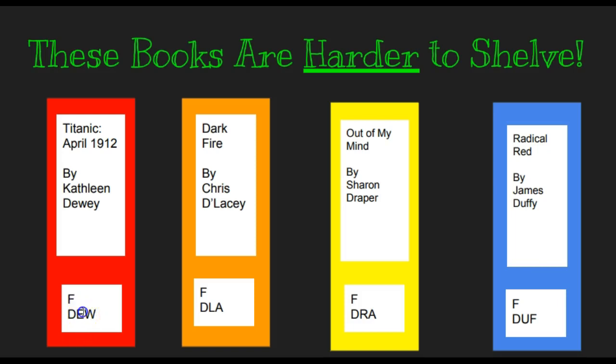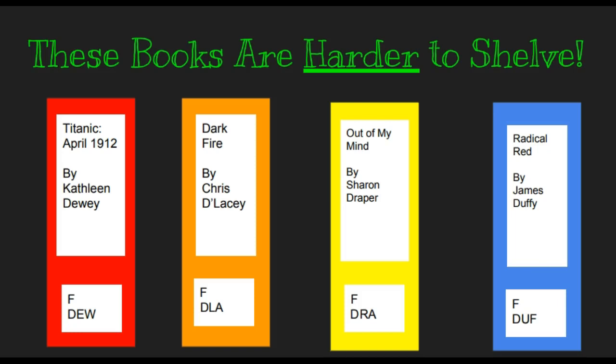A, B, C, D, E, F, G, H, I, J, K, L, whoops, L, M, N, O, P, Q, R, this is harder than it looks. R, S, T, U, V, W, X, Y, Z. Does this make sense? So when the first letter is the same in every spine label, you have to look to the second letter to see how to put it in alphabetical order.